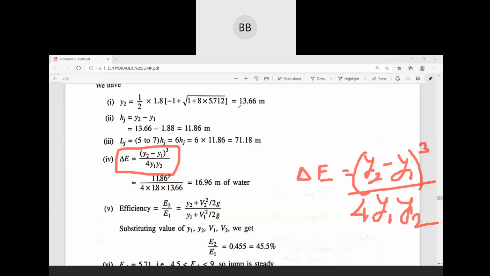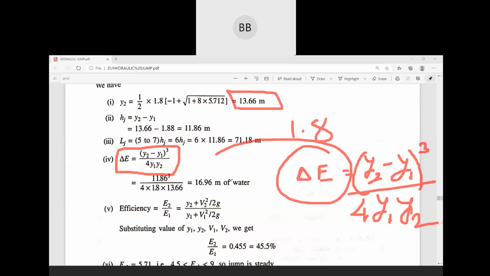So y2 value is 13.66, y1 value is already given, I think it's 1.8 meter, and you can find out the head loss. And see, are you getting the same value or not? 16.96 meter of water, that's the loss of energy.